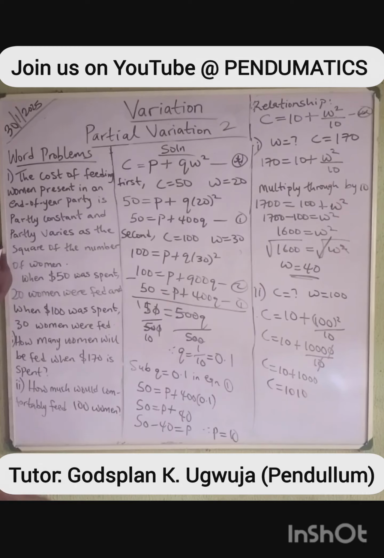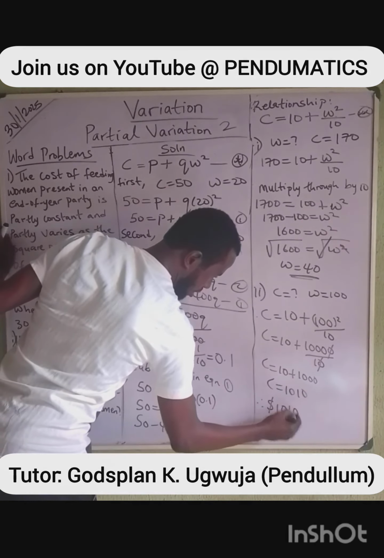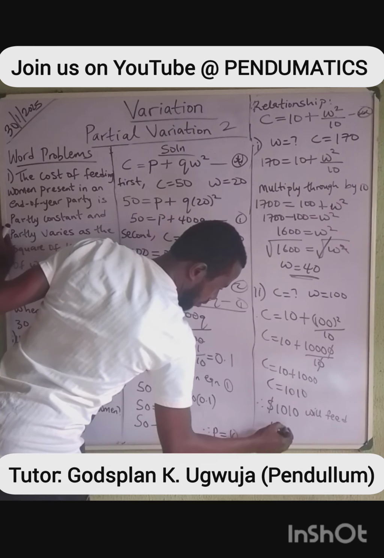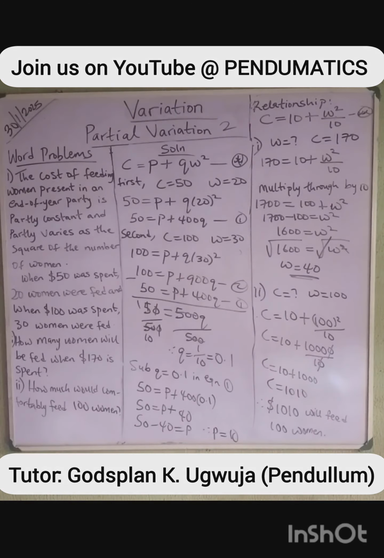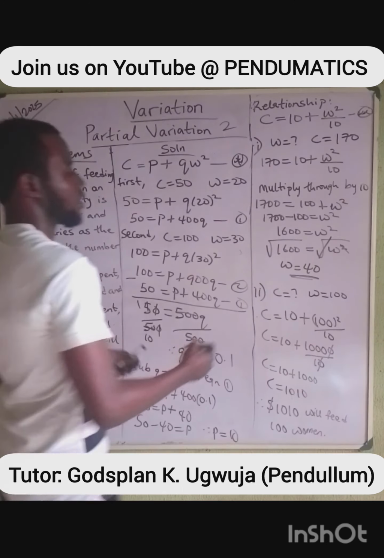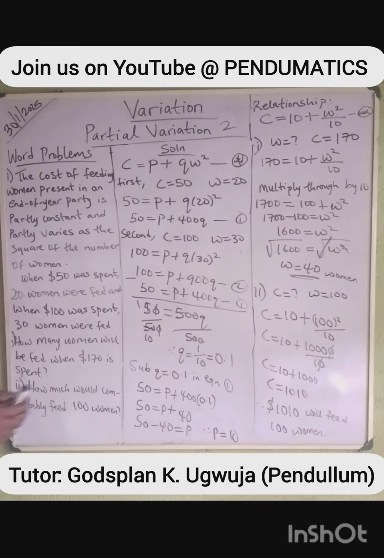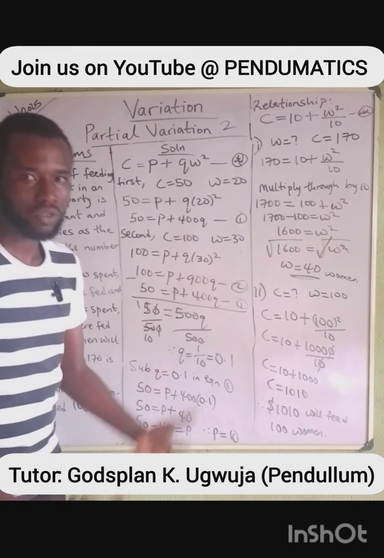That means to comfortably feed 100 women, you have to spend $1010. You need to spend $1010 to feed 100 women. Alright? So you can see that this is not difficult actually. Forget how long or how intimidating the question looks. Just pick out the values you need and solve the way you've been taught to solve.